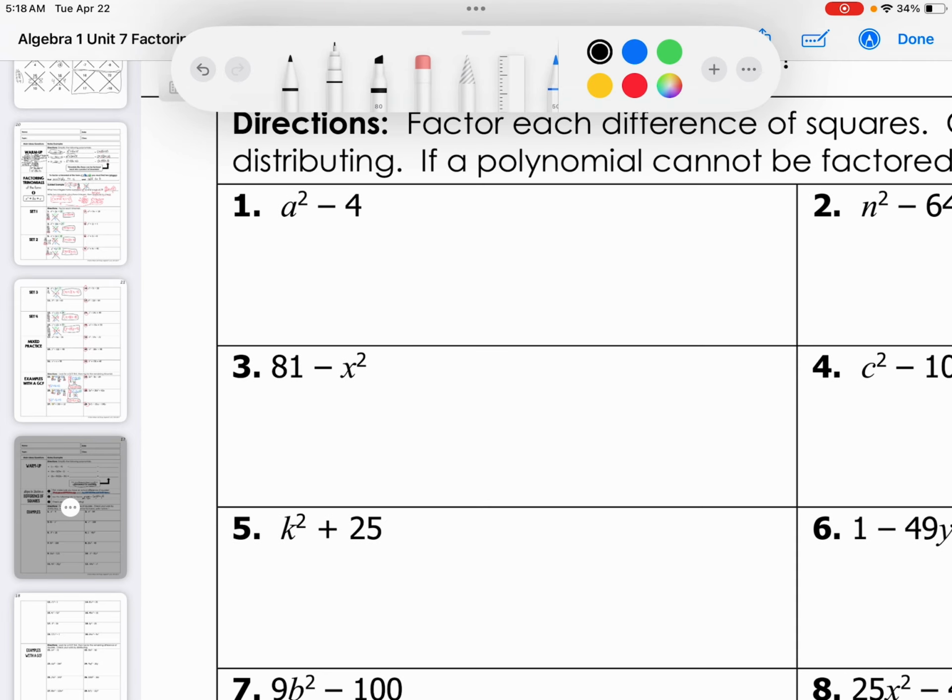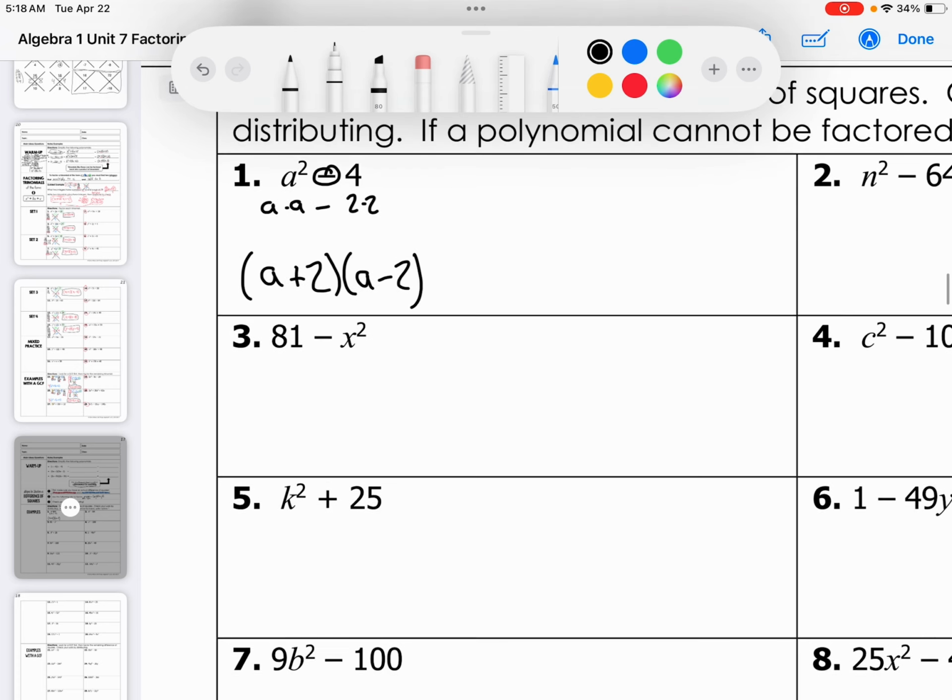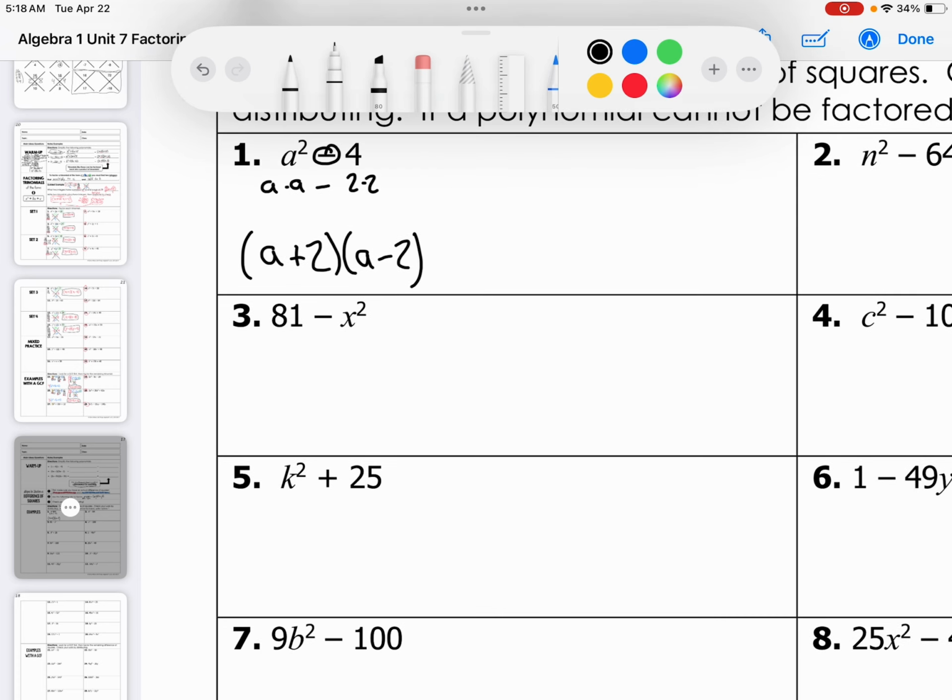So these are going to be the things that we're looking for. Number one, I have a squared minus 4. So a squared would be a times a. 4 would be 2 times 2. And again, I have to have that minus. So I have a times a minus 2 times 2, and I can break that down into a plus 2 times a minus 2. So number 3, 81 would be 9 times 9. X squared would be x times x. Again, we have that minus. So I can break this down into 9 plus x and 9 minus x.